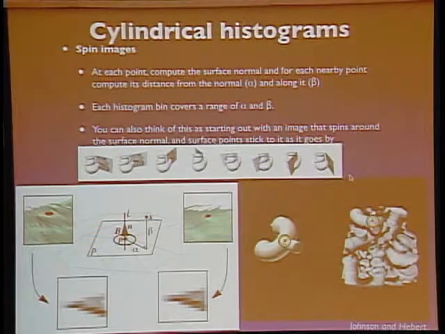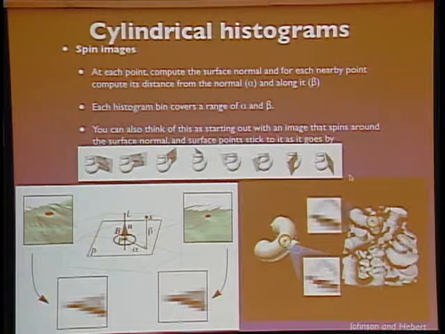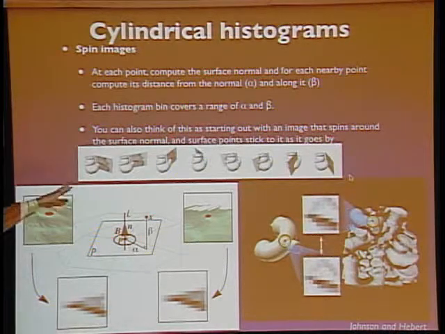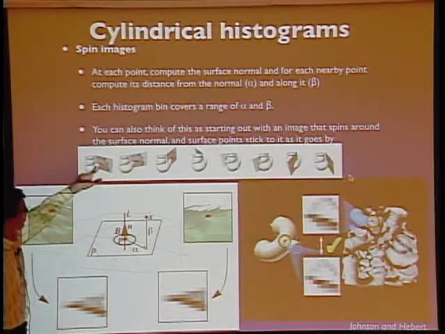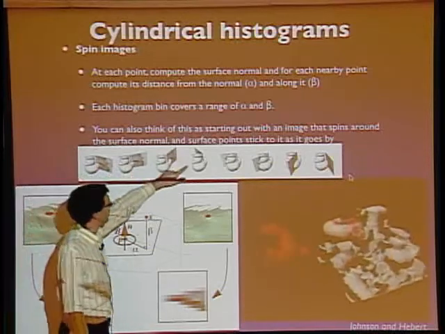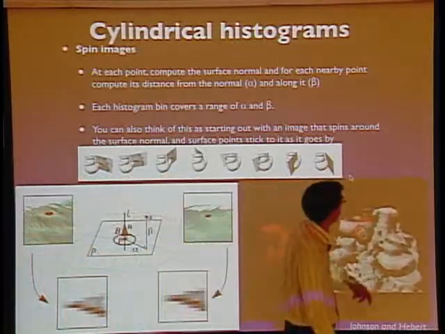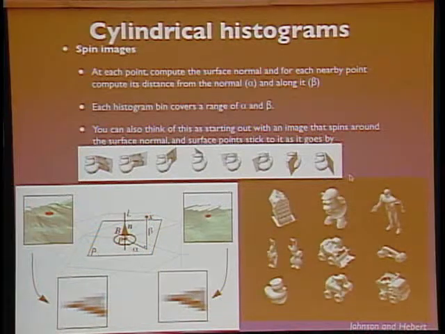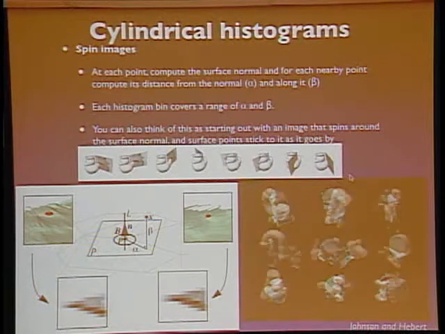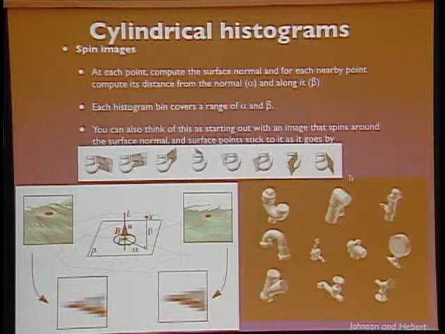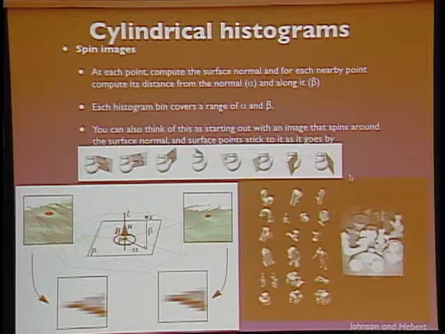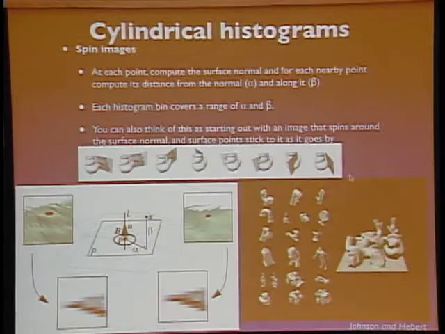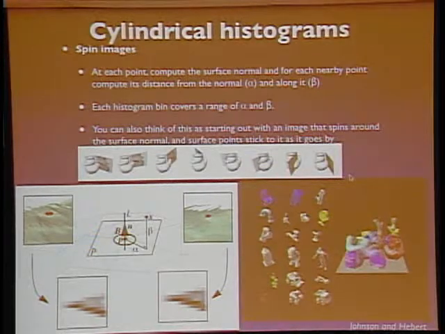And I think there's an animation of that, maybe, or maybe not. But it's illustrated here where you're spinning this plane around and it's catching the points as it is being spun around. And if you do that, you'll get exactly this two-dimensional histogram with a number of surface points for every alpha and beta. And this spinning idea is why these things are called spin images.